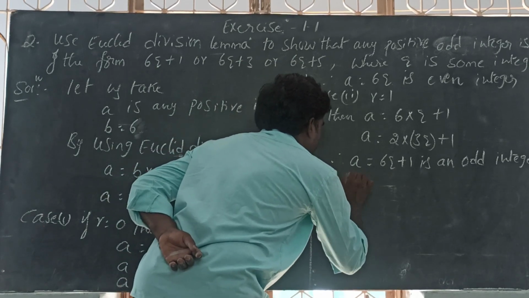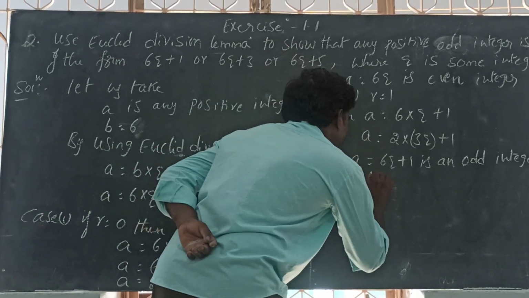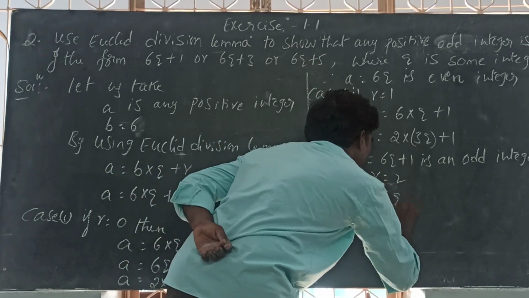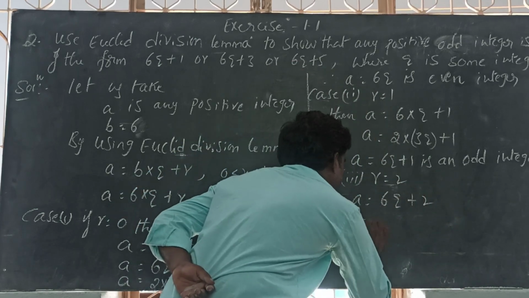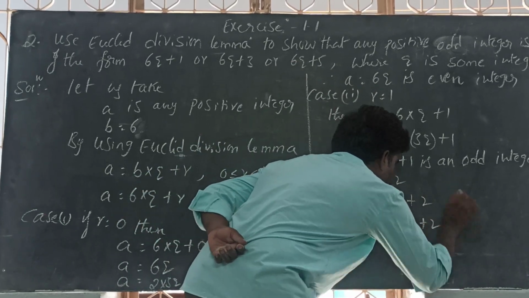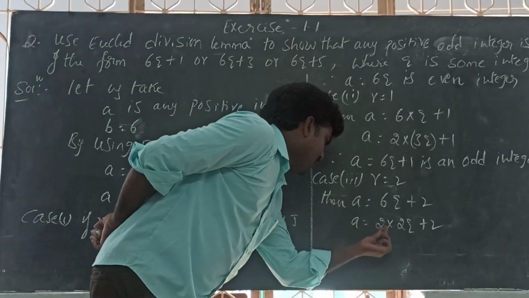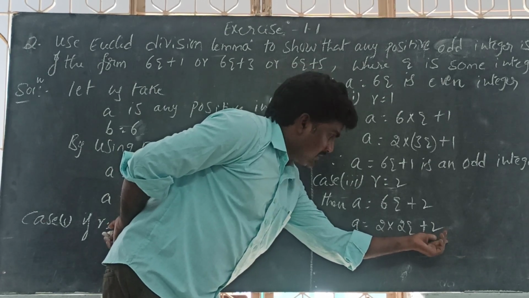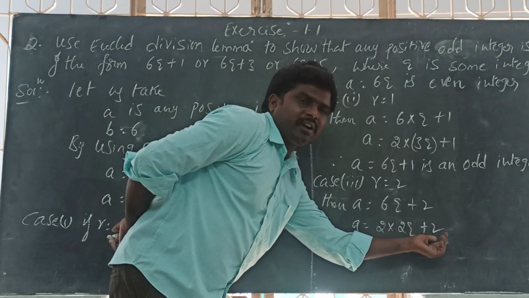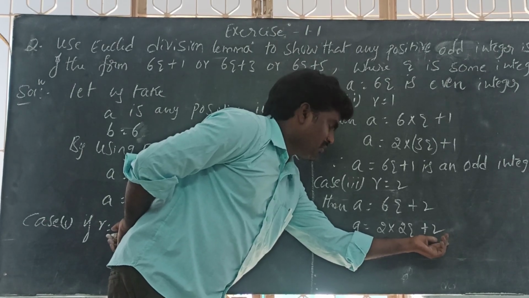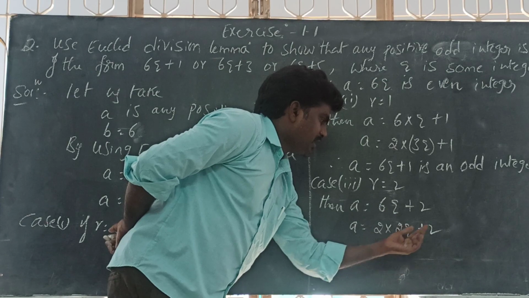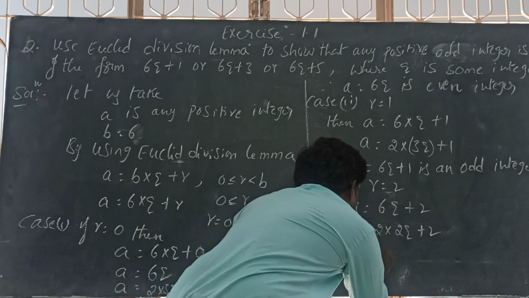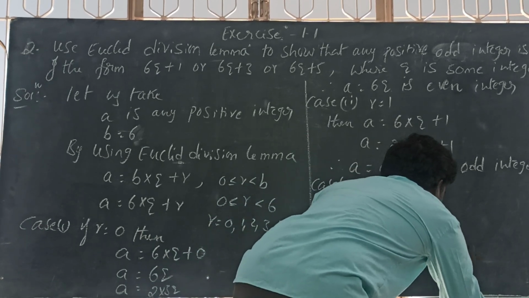Case 3: remainder is equal to 2. Then a is equal to 6q plus 2, which we can write as 2 into 3q plus 2. Here a becomes a multiple of 2 plus 2. What is the general form of an even number? A number that is a multiple of 2, divisible by 2. The general form of consecutive even numbers is 2n, 2n plus 2, 2n plus 4, 2n plus 6 and so on. Therefore a is equal to 6q plus 2 is an even integer.